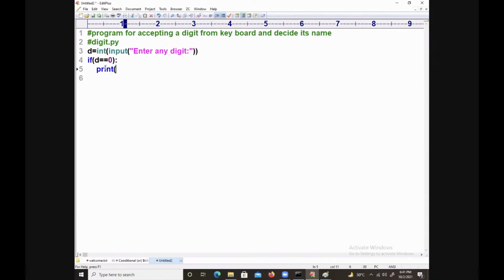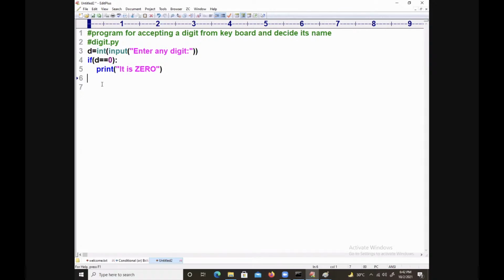Come on, tell me. Print of what? It is 0. I can say it is a 0. Yes, it is 0. Come on, next is what? If it is 0, so what is that now? It is d == 0. Now, what is happening in this case?